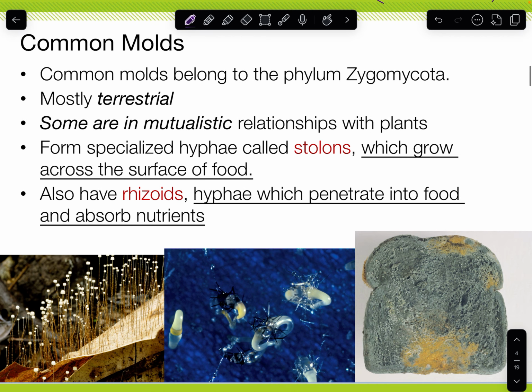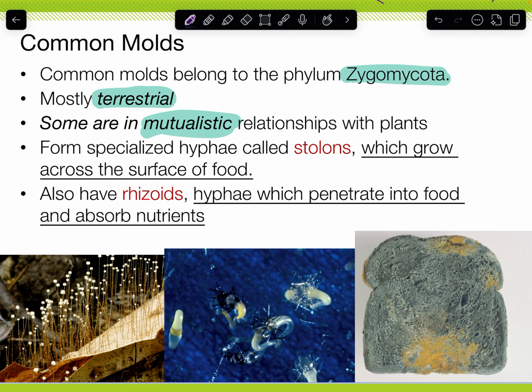Common molds are the second phylum. They are in phylum Zygomycota. All right, and Zygomycota is mostly terrestrial, so they're mostly on land. Interestingly enough, we will have some that are in a mutualistic relationship with plants. We'll have some, not all. But a lot of what they do is going to be molds, right? Common molds that we think of is what we call them.